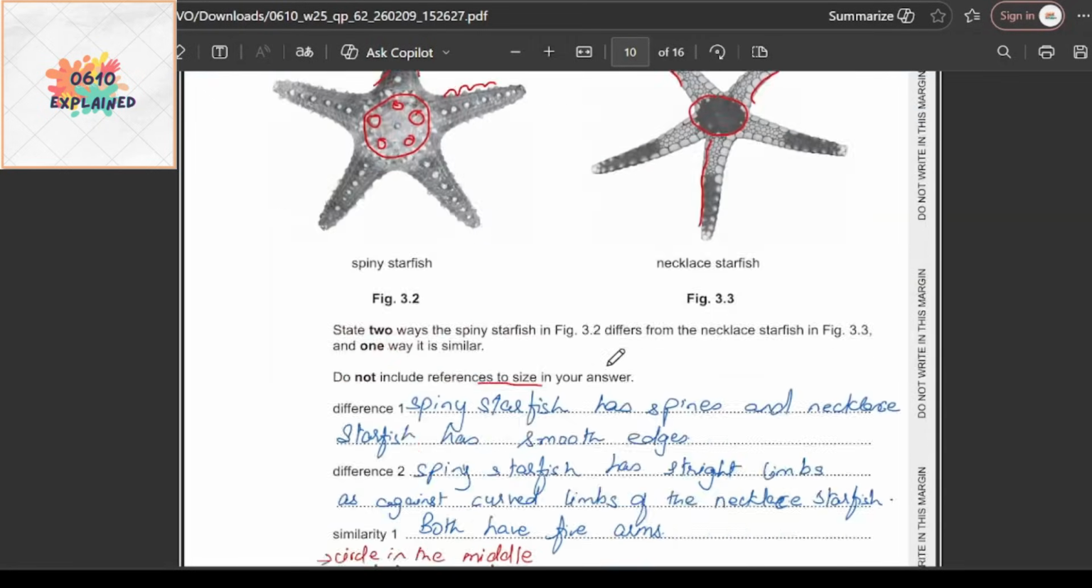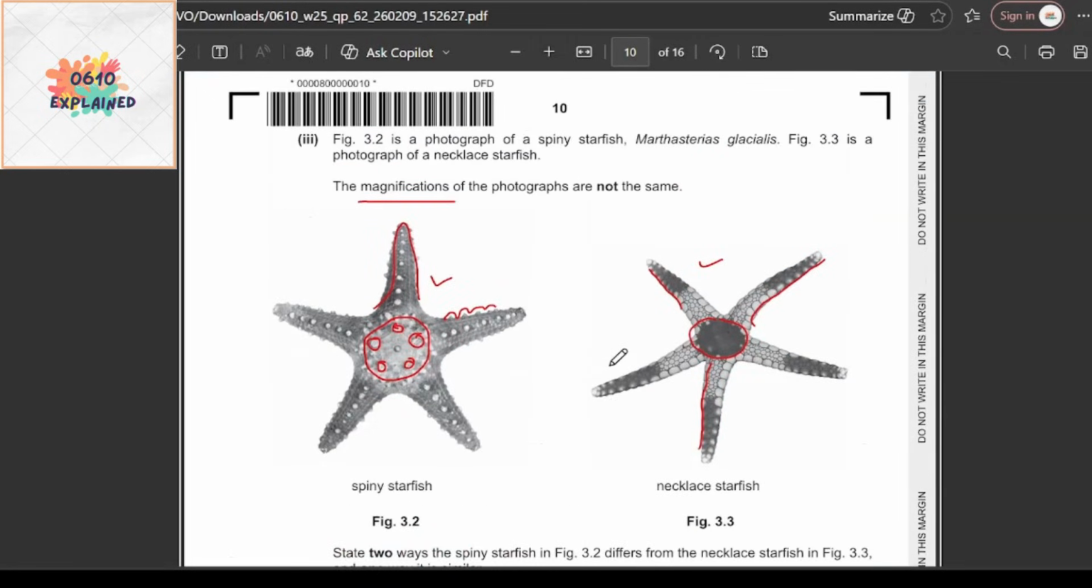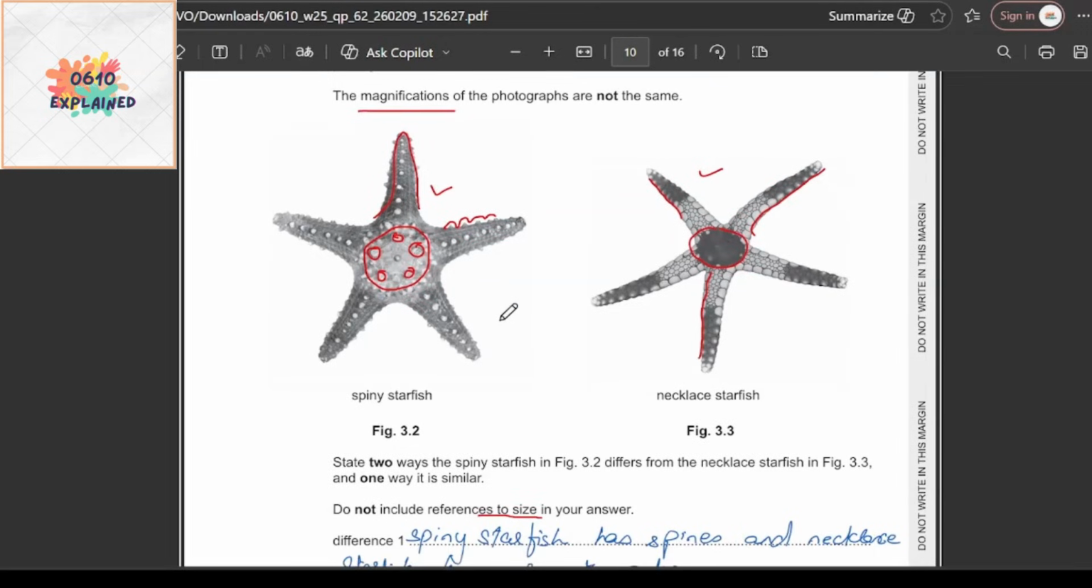Similarities: we can say that they both have 5 arms, which is your most obvious answer. They have circles in the center, which is also your answer. Okay, and they have radial symmetry could be one of your answers.